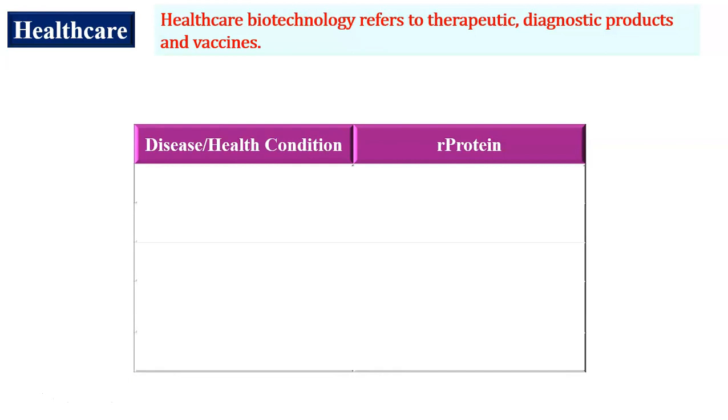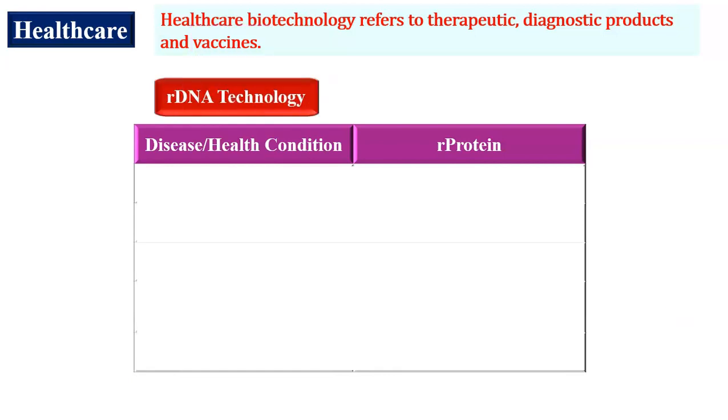Healthcare. Healthcare biotechnology refers to therapeutic, diagnostic products and vaccines. When we say therapeutic products, we are referring to the treatment given for curing of the disease, which includes medicines also. Diagnostic means identification of illness, its causes, and its symptoms. Whereas vaccines are antigenic proteins of pathogens which are introduced in the human or animal body for the prevention of the disease by creating acquired immunity.